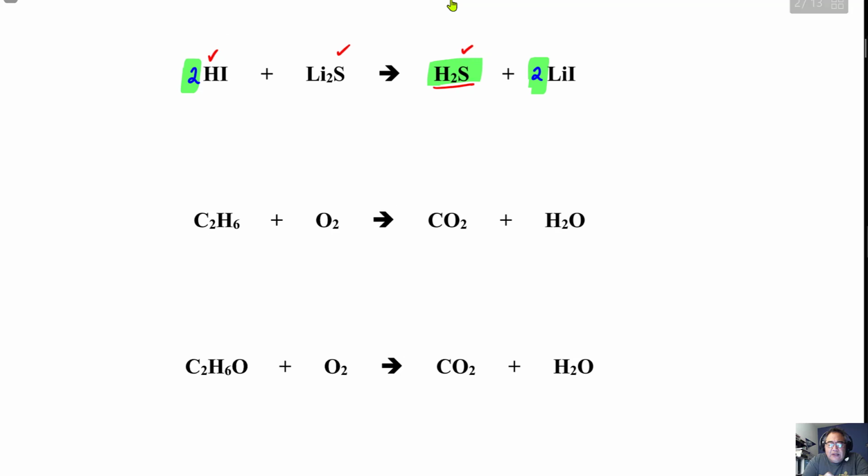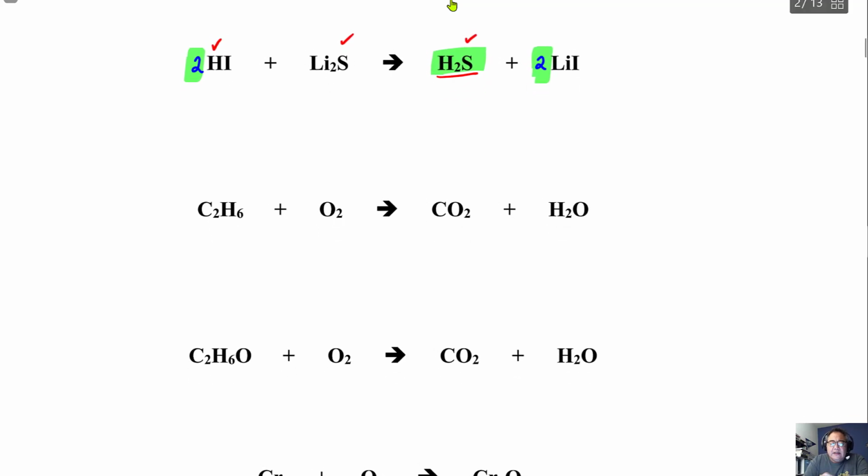And so what I'll do is I'll look at, for example, hydrogens. There's two iodides. So that's done, right? My lithiums are done as well because there's two here. So that reaction's balanced. I just had to add the two coefficients.